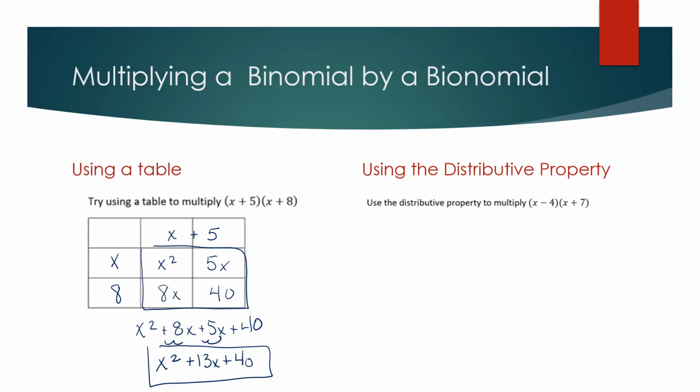So you can also use the distributive property. And you can multiply x times x, which is x squared. And then take that x over to the other term, which is 7x. Now we're going to distribute the negative 4. Negative 4 times x is negative 4x. Negative 4 times positive 7 is negative 28. Okay, so again, we're going to combine those middle terms. So I have x squared plus 3x minus 28. You can use whichever method you like.